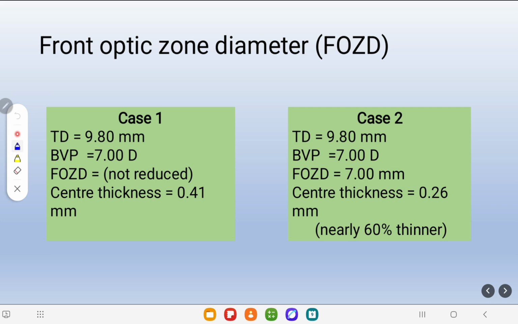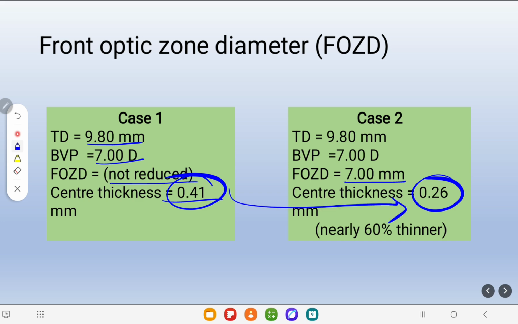So front optic zone diameter, for example, if it's 9.8 mm total diameter, it's 7 diopter power plus. So FOZ is not reduced. What happened? It's like 0.41 mm thickness for the center. But what happens when it's reduced to 7 mm? All parameters are the same. Thickness reduced from 4.1 to 0.26 mm, which is nearly 60% thinner.